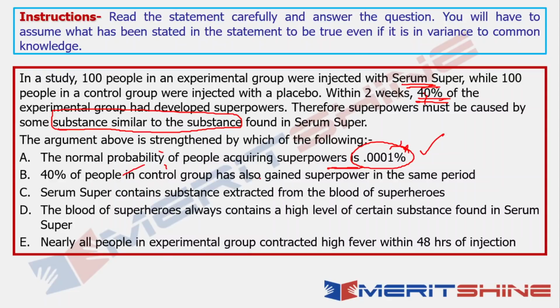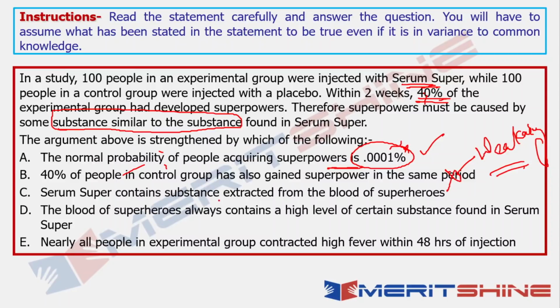40% of the people in the control group have also gained superpower. Oh, this is weakening the argument. If 40% of the control group has also got superpower, that means serum super had nothing to do with it, right? It was either something outside serum super or nothing at all. So this weakens. So this cannot be the answer.